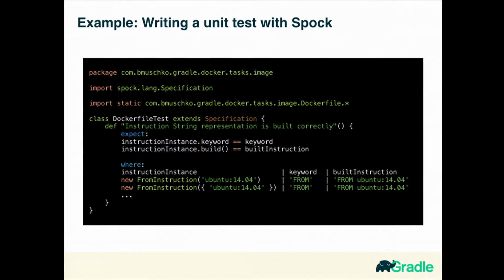What I have here is a class which is called FromInstruction, and that's just a plain class. It simply builds a representation of a FROM instruction for a Dockerfile. So nothing too crazy. What we want to do here is to see if we pass in certain parameters, and that could be a string or a closure in this case, if it builds the correct output. We can see in this specific test, there's no import of a Gradle API in any kind of form. So we could choose to use Spock, which I did in this case.